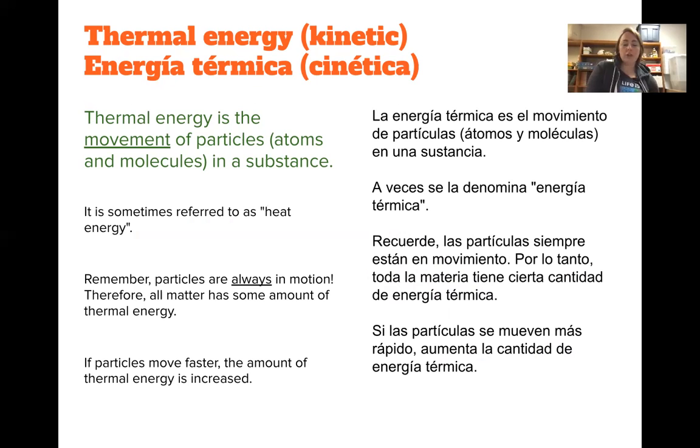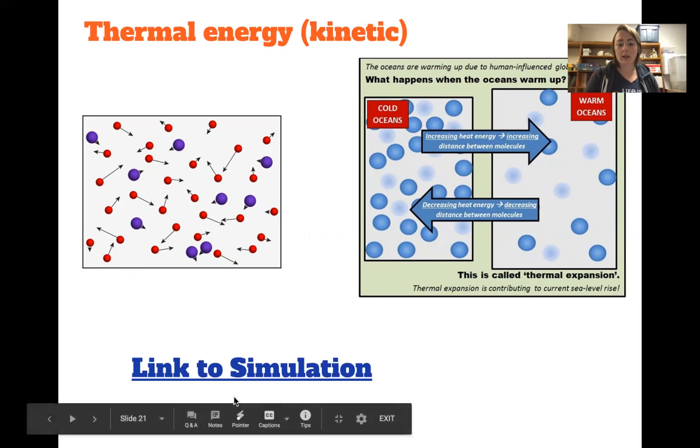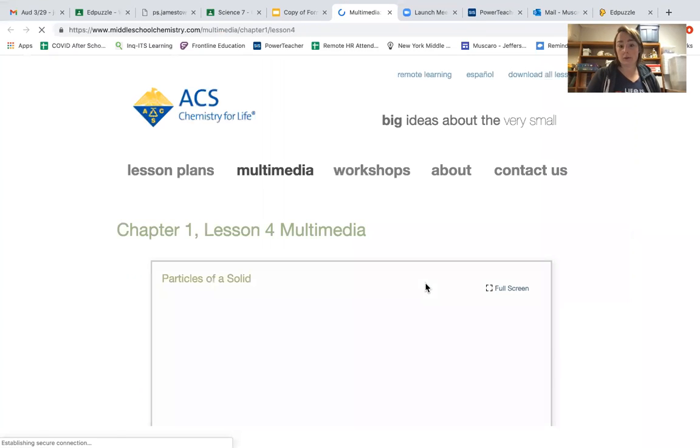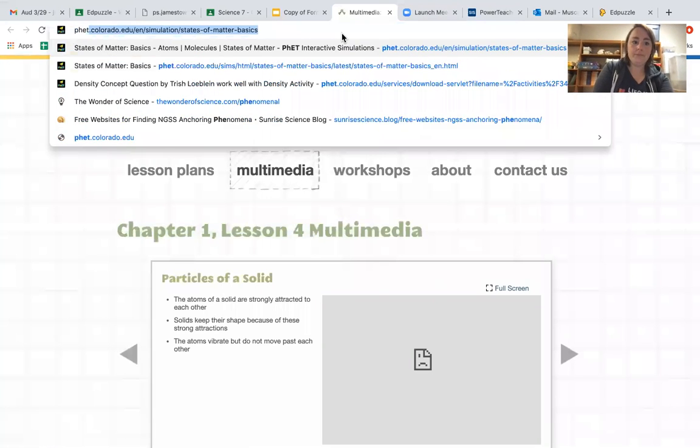Let's take a closer look at that. Everything is made out of particles. Atoms, which is the stuff of the periodic table, right? Atoms make up everything. The faster that they move, the more heat energy, the more thermal energy they have. So let's take a look, see if this works today. It doesn't always work. Yeah, not going to work, but let's try this instead.